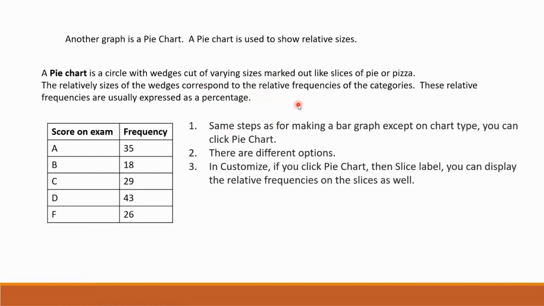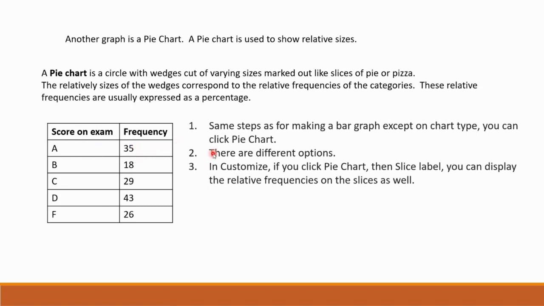What's nice though about Google Sheets is it can calculate the relative frequency automatically. So again, if you have a frequency table, you could make a pie chart if you want. Just think about a pizza pie, or any pie where you have slices, and each slice would correspond to a category. The size of it corresponds to the relative frequency of that category.